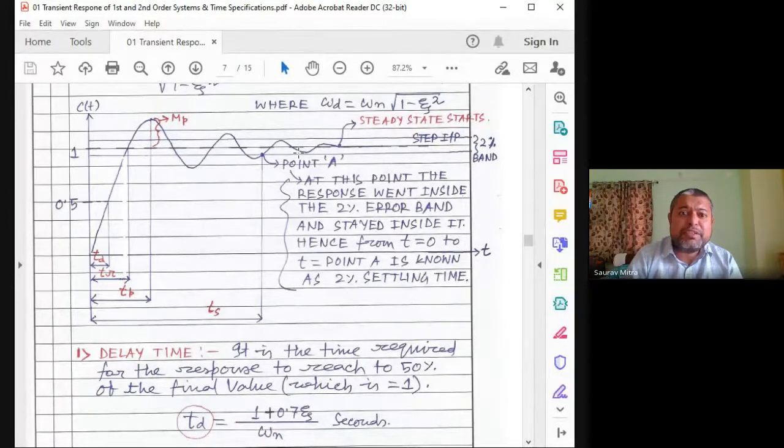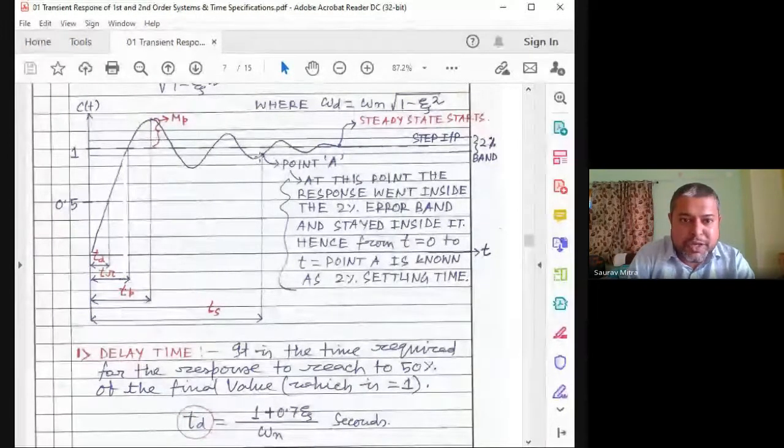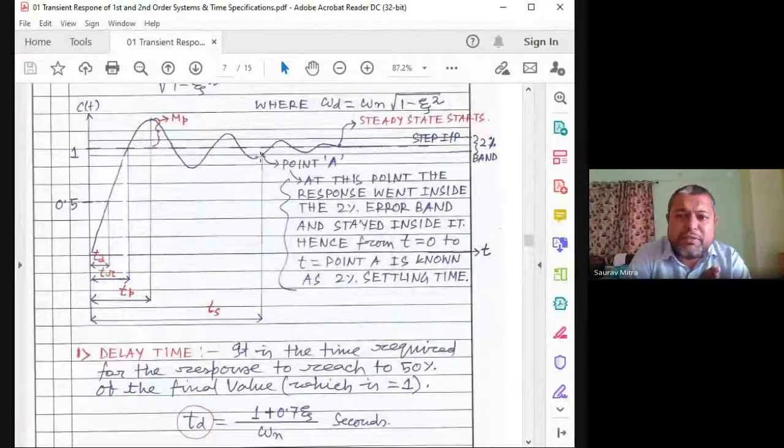So what is meant by 5% settling time? That is, after this time, the amplitude of the oscillated output waveform will not be below 0.95. Below 0.95 means the output is exceeding that 5% band. So after this 5% settling time, the amplitude of the waveform will be neither below 0.95 nor above 1.05. So at the 5% settling time point, the waveform is entering the 5% error zone.